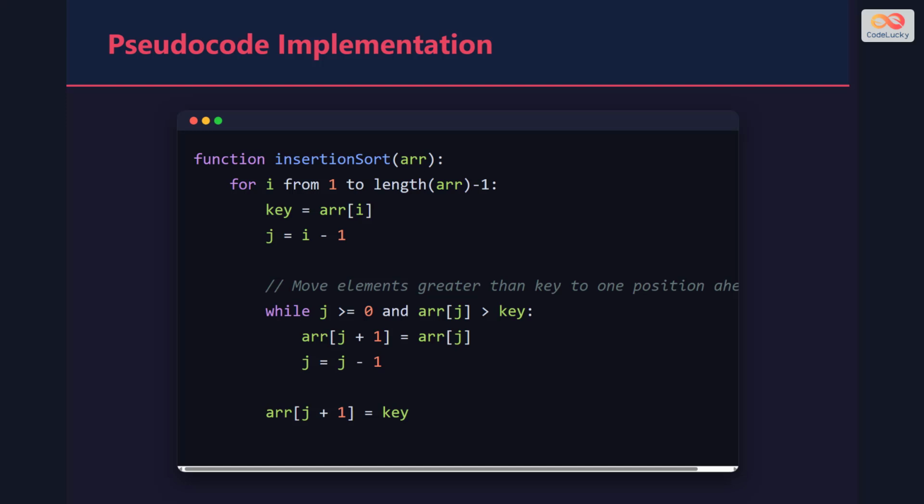Here is how we write this in code. We loop starting from the second element, which is index 1. We store the current value in a variable called key. Then, we use a while loop to look backwards. As long as the previous value is greater than our key, we copy that value to the next position. When the loop finishes, we assign our key to the correct location.